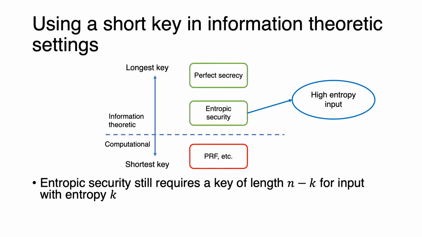A noticeable solution of using a short key in information theoretic settings is the entropic security notion. Entropic security is somewhere between perfect secrecy and computational security notions. It hides all partial information against unbounded attackers. It also has restrictions on inputs, that is, the input must have high entropy. For an n-bit input with entropy k, entropic security requires a key of length n-k. This implies entropic security does not work well for low entropy inputs. For example, if the input only has half entropy, then it would require a key as long as the input. Therefore, we need to look for other solutions that can deal with low entropy inputs.